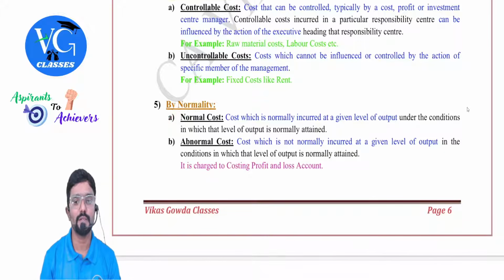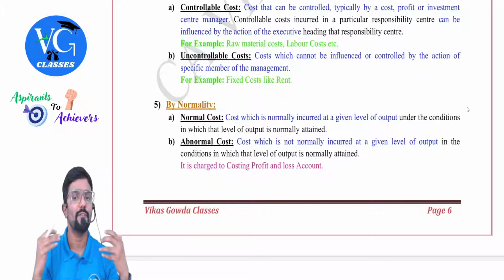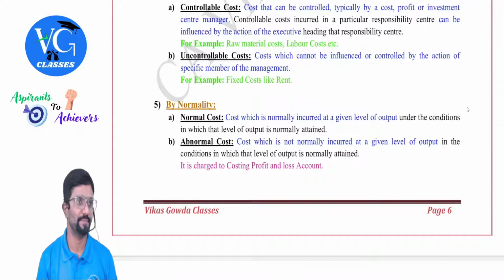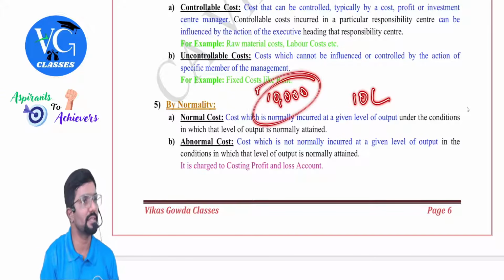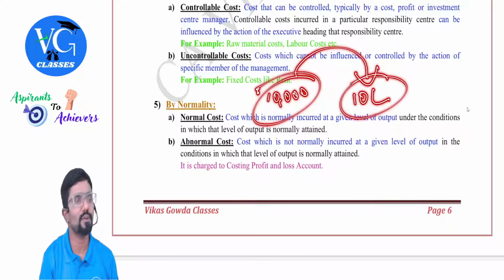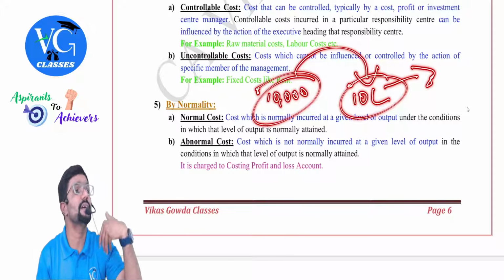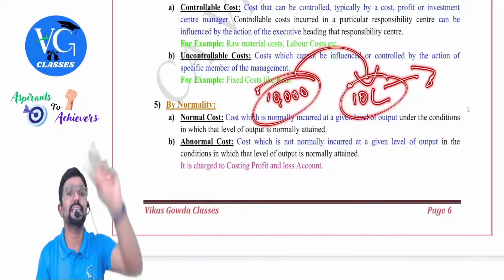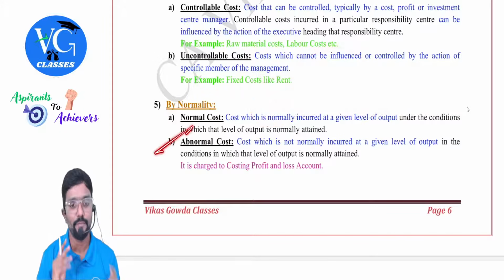Normal cost: cost which is normally incurred at a given level of output under the conditions in which that level of output is normally attained. Assume for 10,000 units I had planned to incur a cost of 10. If I actually produce 10,000, what will my cost be? This is called normal cost. If I end up incurring more than this, which is not expected or planned, then we call that excess part abnormal cost.